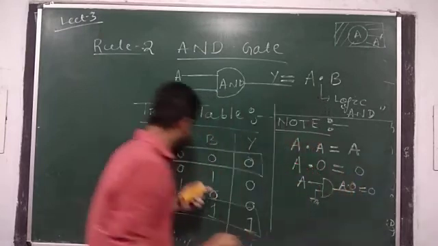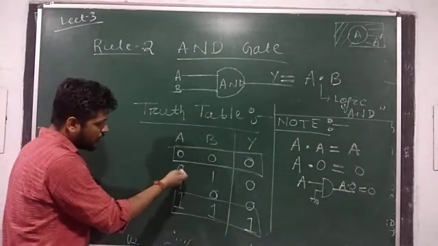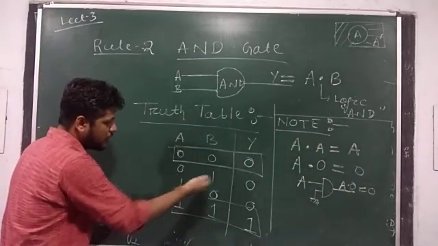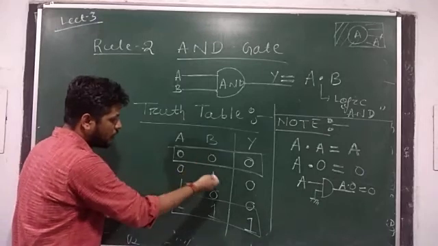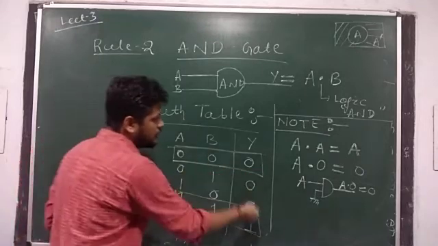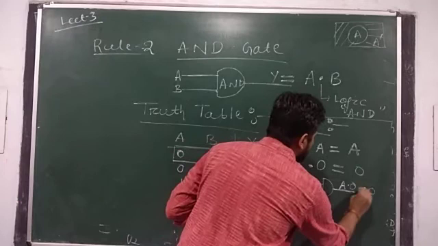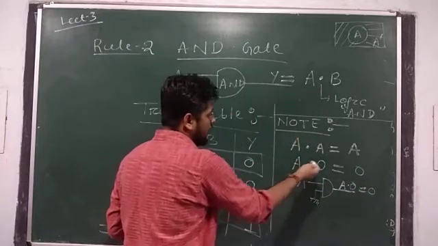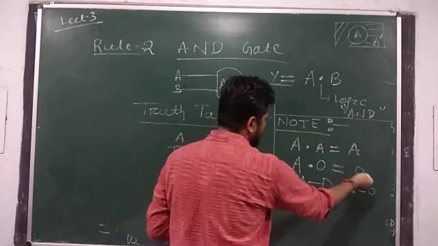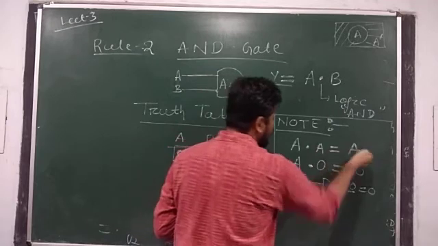Why 0? Here we can see, if one of the inputs is 0, then whatever may be the other input, that may be 0 or 1, output will be 0. So always remember this, A and 0 is always equal to 0, A and A is equal to A.